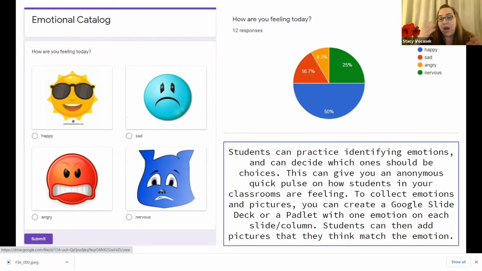You can have them draw pictures and or choose them themselves, like have them submit what does nervous look like, what does angry look like, and you could get the kids involved that way, because the more voice and choice that they have, the better as well. So emotional catalogs are really great too. I know I'm going quickly, but you have access to this so you can go through it more at your own pace too.